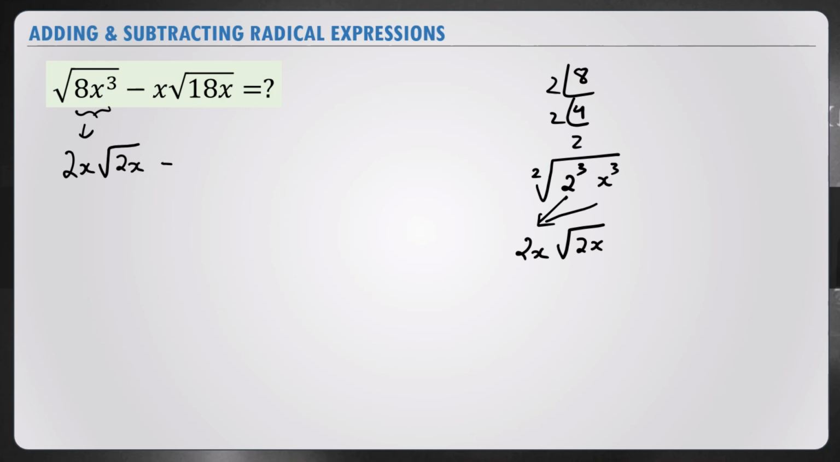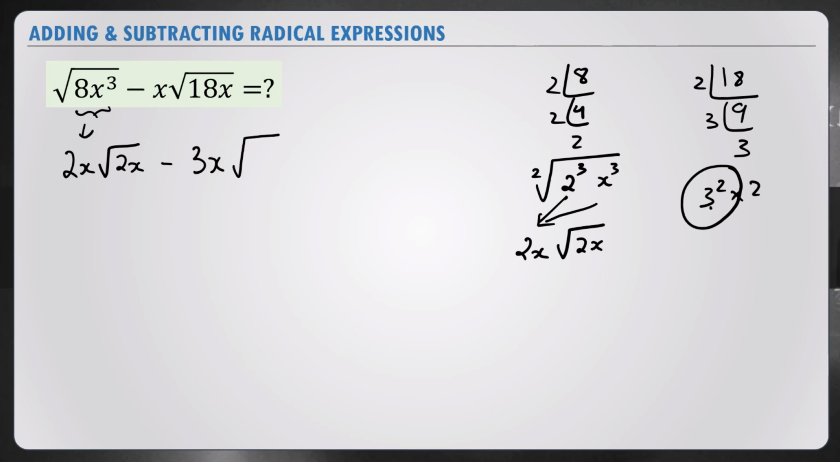18, let's find the factors. 2, 9, 3, 3. We have 3 squared times 2. The 3 can come out of the radical. So we have 3 coming out of the radical multiplied by the x becomes 3x. And what we are left with in the radical is 2 times x.